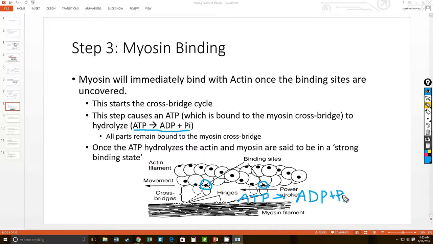That's the Pi. Now, when it gets broken down, these parts don't go anywhere. They stay on the cross bridge. It's not as though they're leaving. They're bound on here. They just get broken apart, and by them breaking apart, the energy we get out of that reaction helps the binding process. So now it's bound, and it's in what we call a strong binding state. Here we go, where the myosin has bound onto the actin. It's got that ADP, it's got that phosphate, it's all still on there.